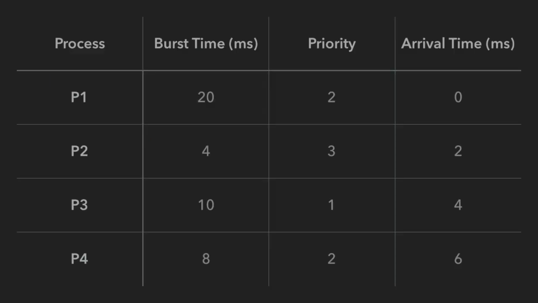The current time is 2, which means P1 and P2 are ready for execution. As we see here, P2 has the shorter burst time of 4. Therefore, it will be the next process to be executed.